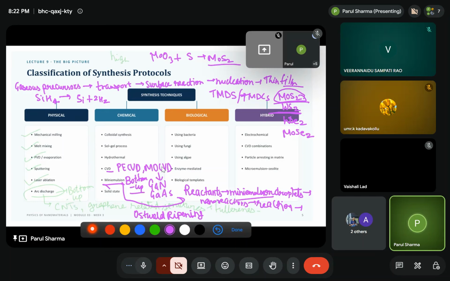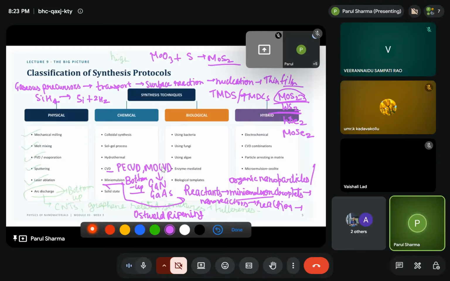So one of the most important applications of this mini emulsion is nanoparticle polymerization. So using this process we can create organic nanoparticles, magnetic nanoparticles. So what are the advantages of this process? We can get good size control, high stability, and it is scalable also.